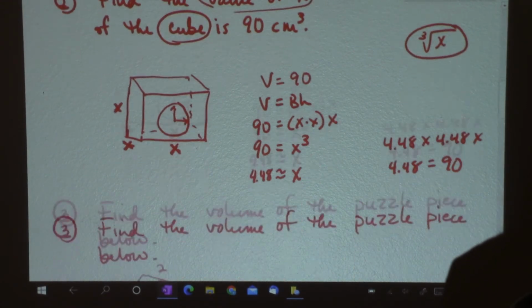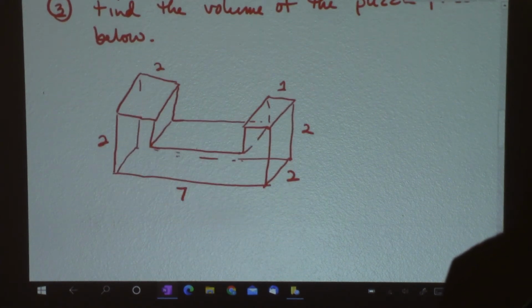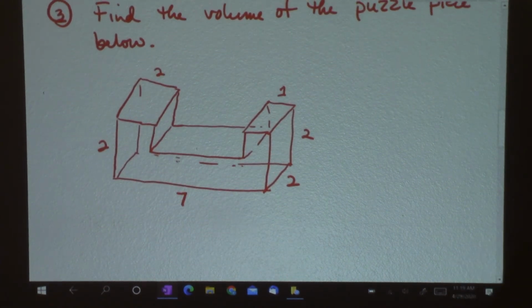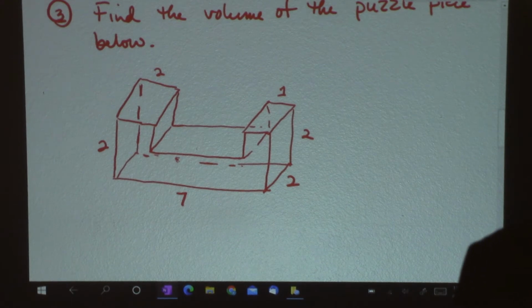This is quite a picture. Find the volume of the puzzle piece. I'm sure you've seen puzzle pieces like this before. You can go ahead and pause the video and draw the picture, and then we'll figure it out.